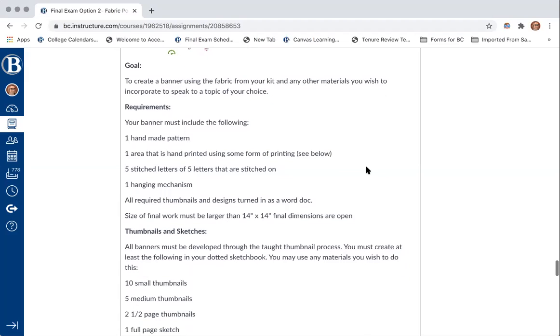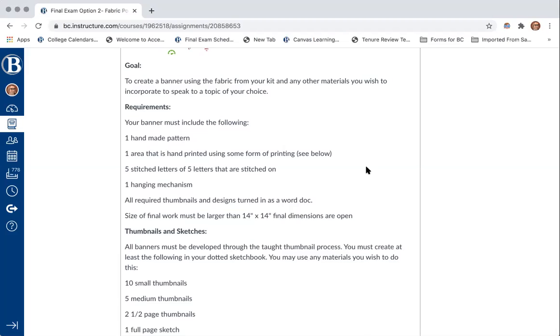So you've got a yard of fabric in your kit, so you must use the yard of fabric. And the banner that you create must have at least one handmade pattern, one area that is hand printed using some form of printing, at least 5 letters that are stitched, so 5 letters that you've stitched the letter into fabric, or 5 letters that are stitched on. It must hang in some way, so some type of hanging mechanism.